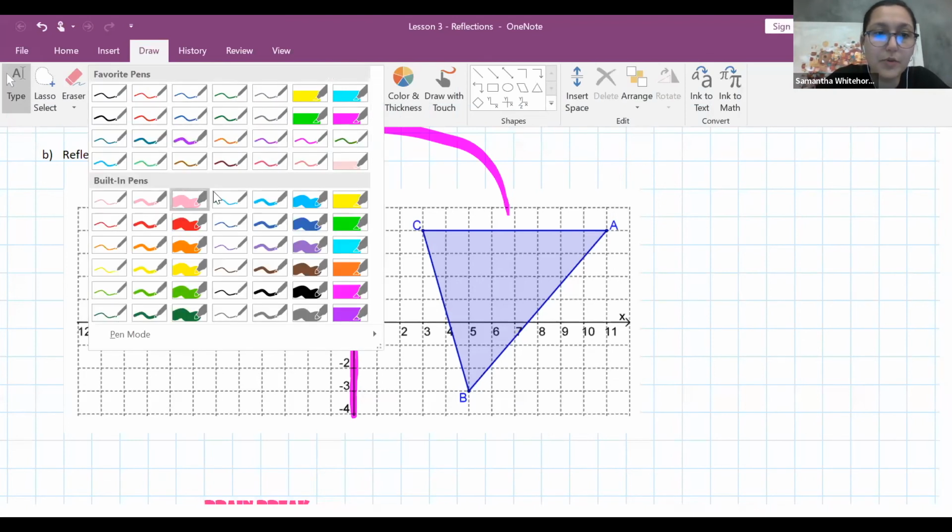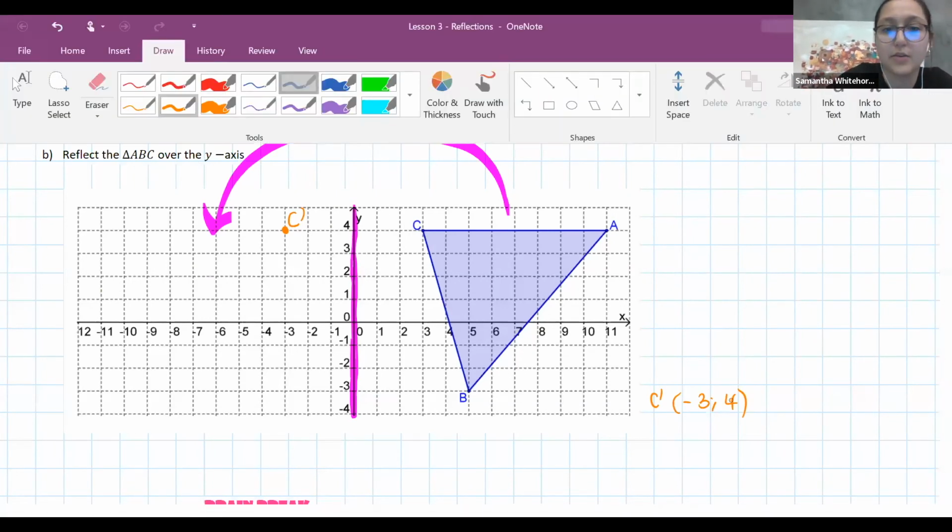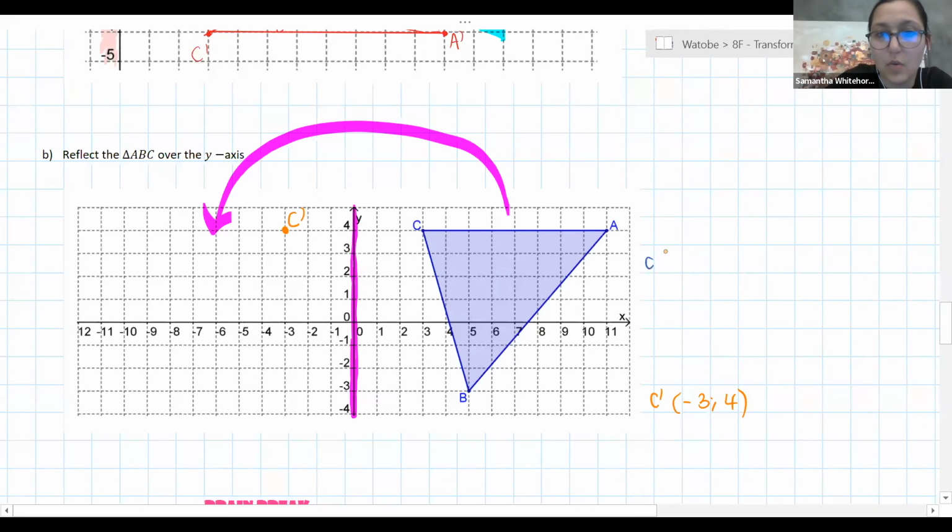Now, we do it the same way as we did the last one. I know that all of the points must be the same distance away. So C, I can see, is 3 units away on the right-hand side, so it must be 3 units away on the left-hand side. So C dash is going to end up at the coordinate -3, 4. And I'm going to write that down for us. -3, 4. Whereas the original C, of the blue triangle, was at positive 3, 4.